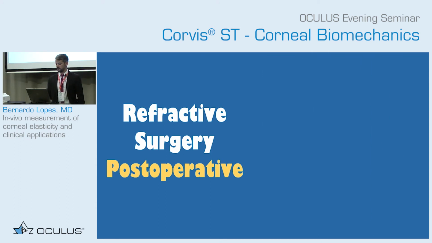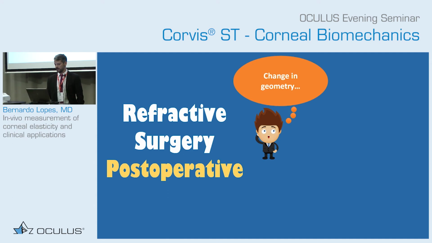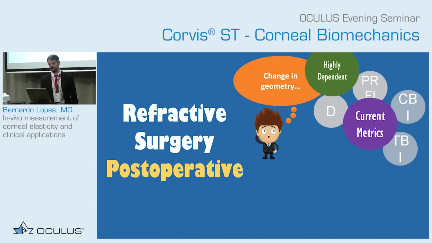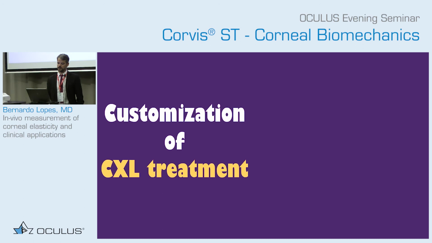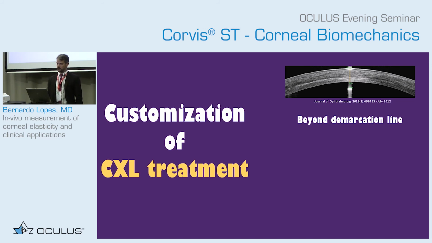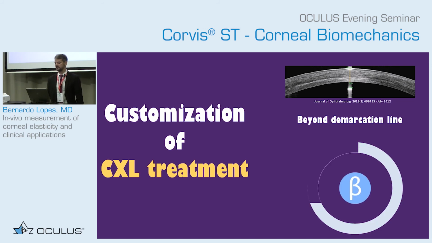And also in the post-operative, because in the post-operative you have a change in geometry, and all the current metrics that we have are highly dependent on geometry. But even though the geometry changes, the material properties remain the same. So we'll be able to differentiate a normal post-operative cornea, where all the current metrics should be altered but are still normal, they are stable corneas. And in the future, we will also be able to customize the cross-linking treatment because we can go beyond the demarcation line. We can have a true meaning of what's happening to the cornea, of how much stiffening the cornea needs, how much stiffness we achieve. This is also something for the future that we are developing.